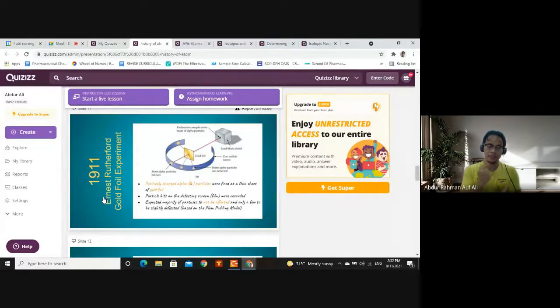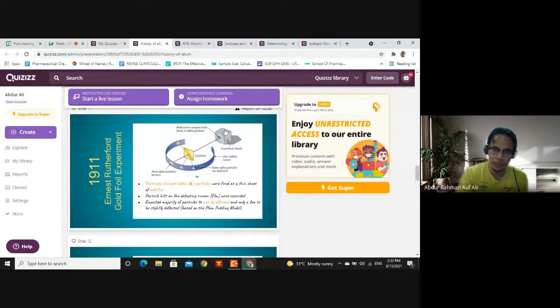Dia telah jumpa. What's the correct word for that? Dia menemui the nucleus of an atom. Okay? So kat sini dia tulis positively charged alpha particles were fired at a thin sheet of gold foil. So this is the setup of the experiment.